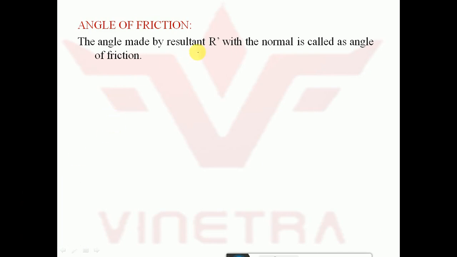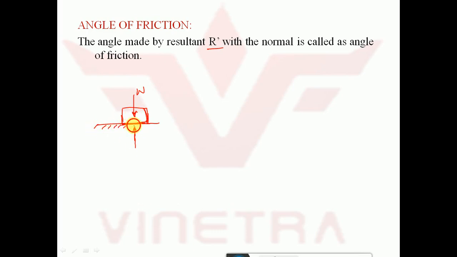The angle of friction is the angle made by the resultant R dash with the normal. Now the question arises, what is this R dash? I will explain here. Let us take a wooden block placed over a flat surface. This wooden block has a self weight of W. Because of this self weight, a support reaction is developed.